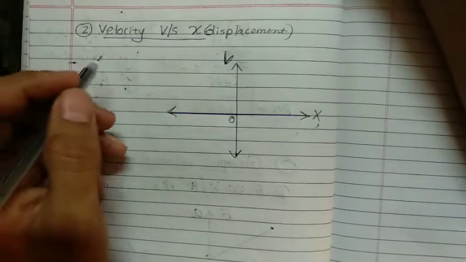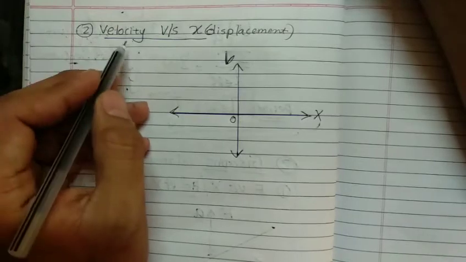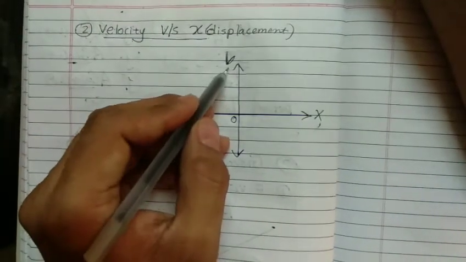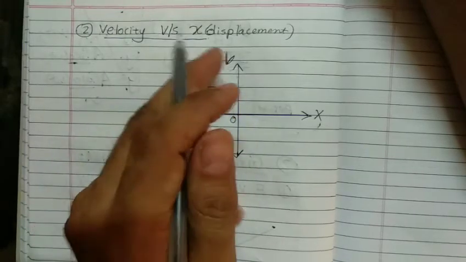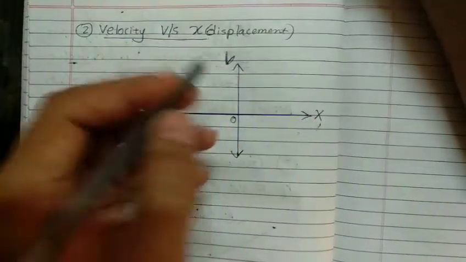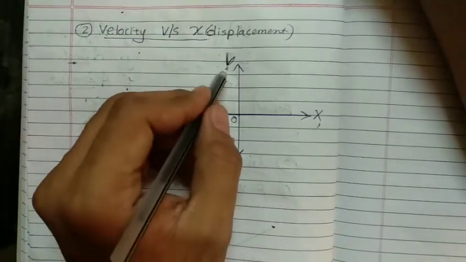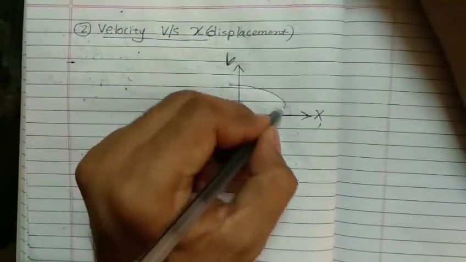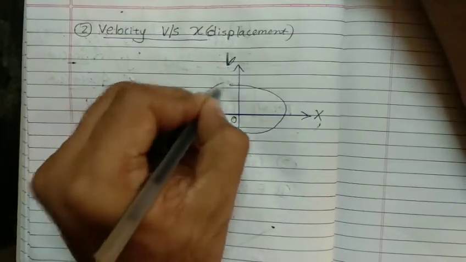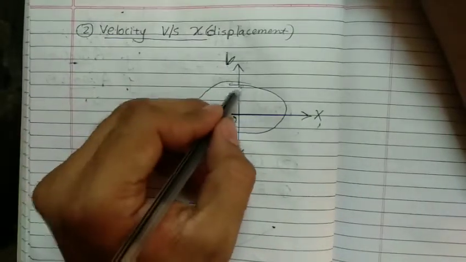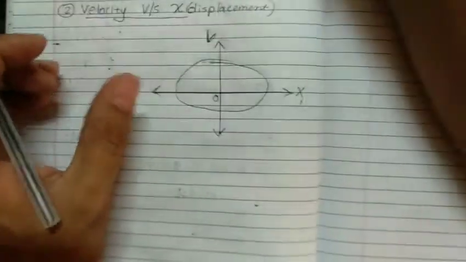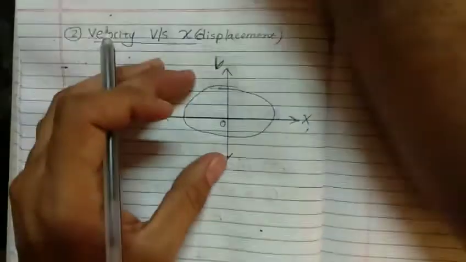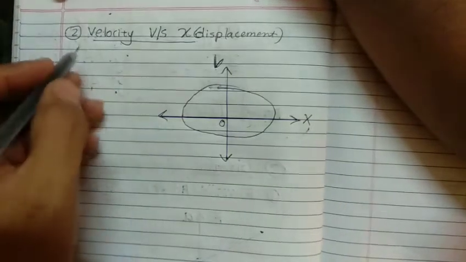Okay, so let's discuss the second graph now. The second graph is velocity versus displacement. Here I have plotted velocity on the y-axis, suppose, and displacement on the x-axis. Now if you plot the graph of velocity versus displacement in SHM, the graph comes to be elliptical in shape. It's an elliptical graph. Okay, see, I have drawn a rough diagram. You can draw a proper ellipse. It will be elliptical. Now how can we prove that it is elliptical? That also I'll show you.